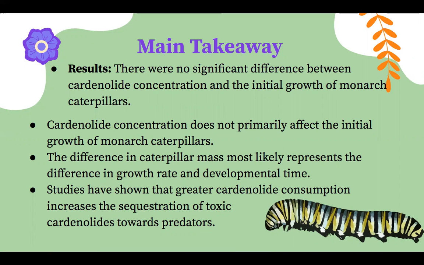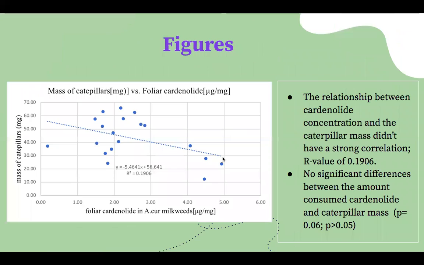My main takeaway was that there were no significant differences between cardenolide concentration and the initial growth rate of monarch caterpillars. From the results, we can assume that cardenolide concentration does not primarily affect the initial growth of monarch caterpillars, and that the differences in mass are most likely due to the growth rate and developmental time. Other studies have shown that more cardenolide consumption actually increases sequestration of toxic cardenolides towards predators.